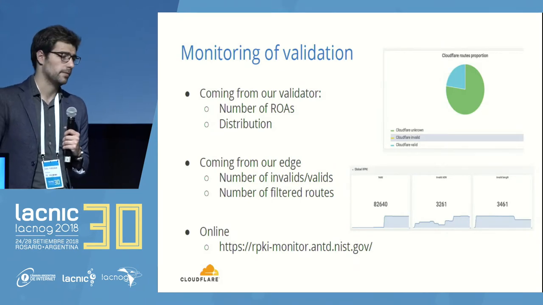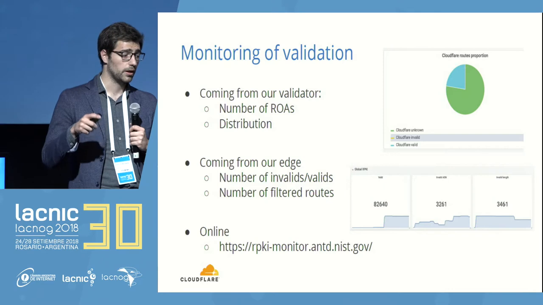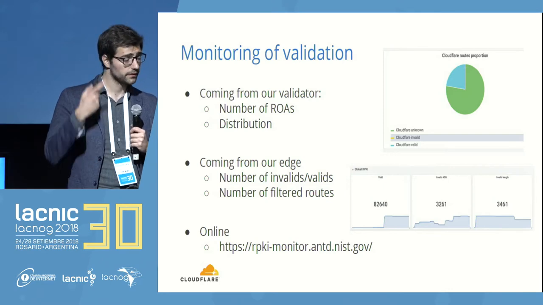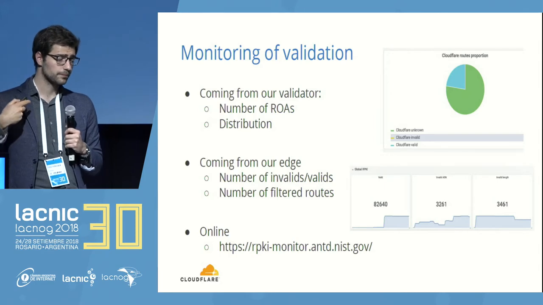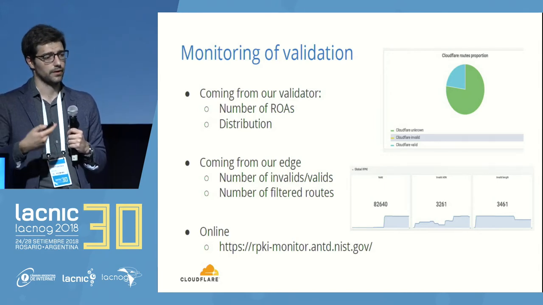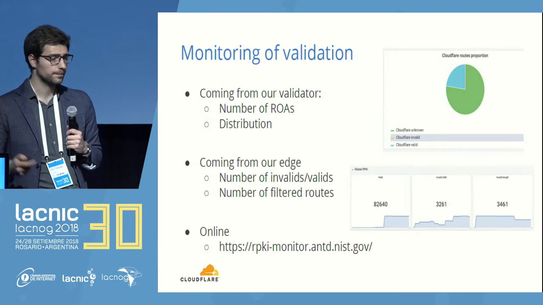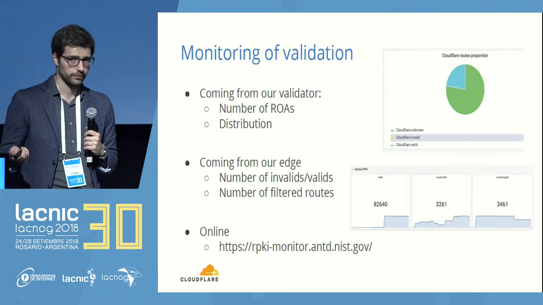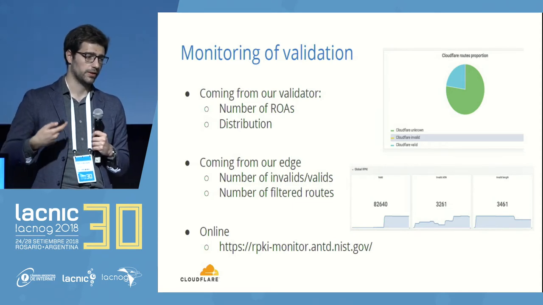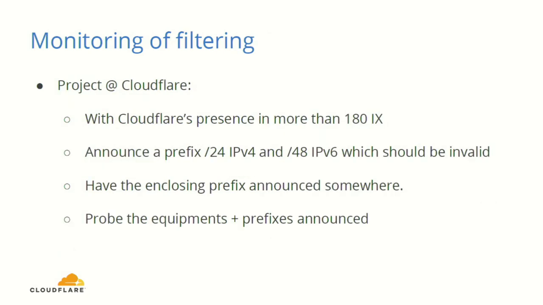Monitoring of validation. So we know how many routes we signed, we know how many invalids that raised, and we know how many filtered routes. So on a router, we ask the router, how many routes did you invalidate? How many and which ones? And online, we also look at other services, like how many people are doing RPKI validation.